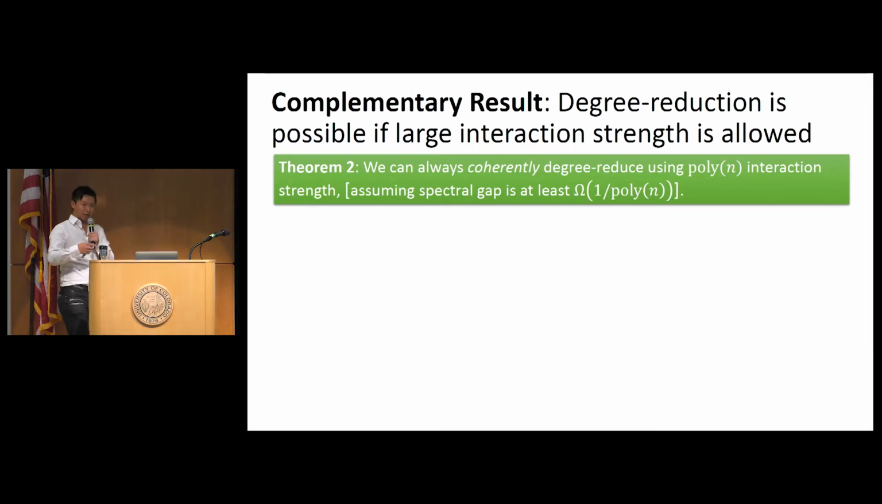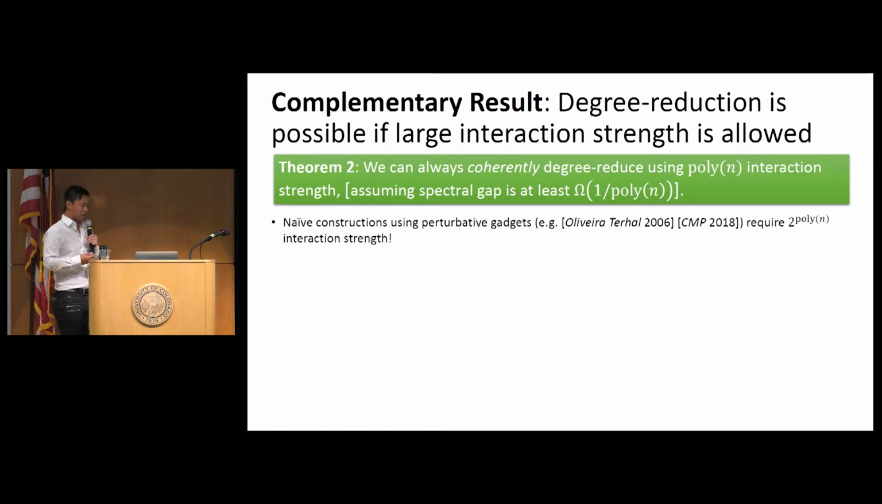Now, despite the negative result, we have a positive result as well that complements our earlier statement. Basically, our result is pretty tight, because if you relax only one of the constraints, which is that the interaction strength is bounded, and allow it to grow polynomially with the system size, you can actually always coherently degree reduce, with a small assumption that the spectral gap is at least 1 over poly, but this assumption is natural in the context of gap simulation. Now, notice that naive constructions using perturbative gadgets in previous work typically require exponential interaction strength.